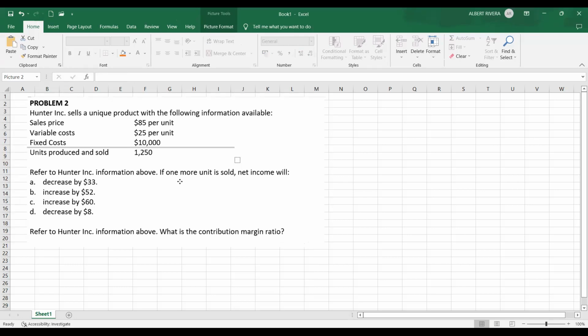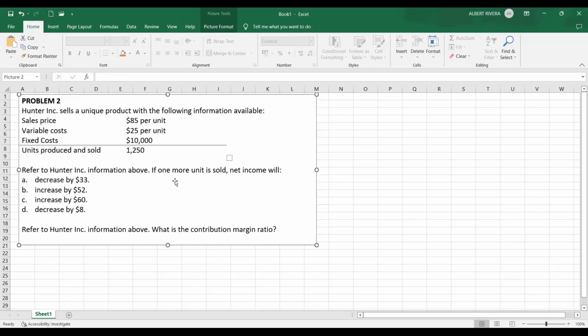Okay, so this is your problem number 2. Class, can you please try solving the requirement? Let's see what your answer is. Just provide A, B, C, or D. I will just give you 30 seconds to solve for problem 2. Okay, this is it, class. If one more unit is sold, net income will be what?